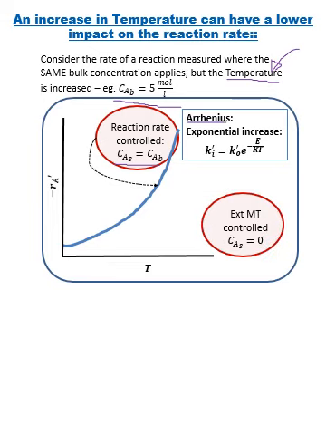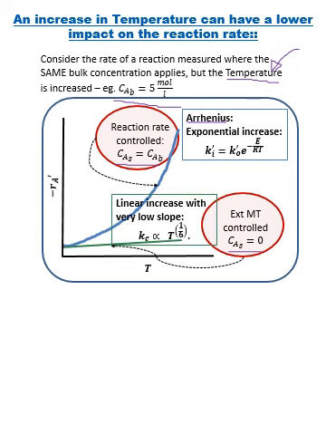When we have external mass transfer controlled rates, the other extreme where the surface concentration is equal to 0 and my rate is only controlled by the rate of external mass transfer, a very limited increase in the rate will actually be observed because there's a linear increase of kc with temperature. Some textbooks say it's to the temperature to the power of 1/6, and in many cases the increase is so slow that we can actually neglect it.